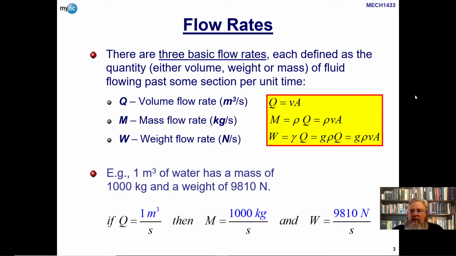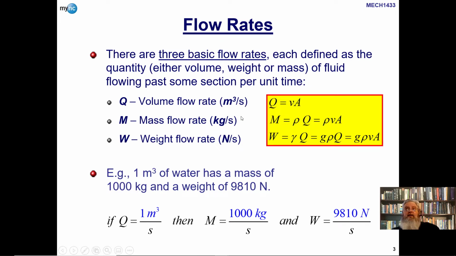So to begin with, when we talk about flow rates, there's three basic ways that we can talk about a flow rate. And each of these ways involves a quantity of fluid moving past some section of a pipe or anything else per unit time. So we can talk about the volume flow rate, and we normally do. This is the one that we mostly care about, Q, capital Q for some reason. Same Q that we saw all through the fluid power course last semester. And it's volume flow rate, and of course, by default, in base units, it's cubic meters per second.